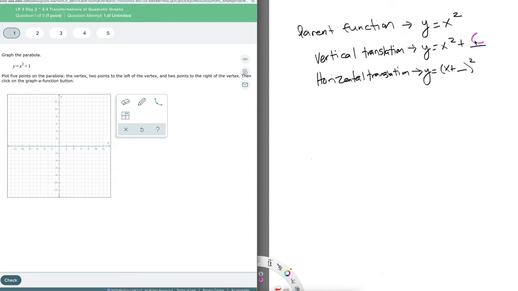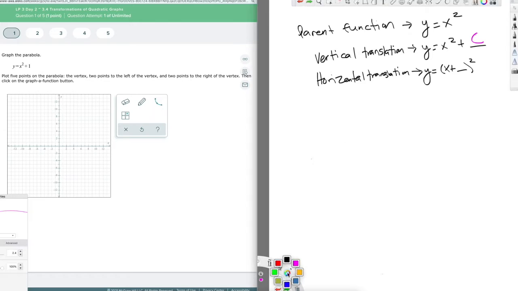If we're adding the number, we're going to scooch the parabola up by that many units. If it's minus that number, we're going to scooch the parabola down by that many units. We do need 5 points in order to do this, so we are going to have x, y, like that. But because the parabola is not on 0, 0, like it would be with x squared, it's going to be up 1, it's going to be 0, 1. That is my vertex, because I have to scooch it up 1.